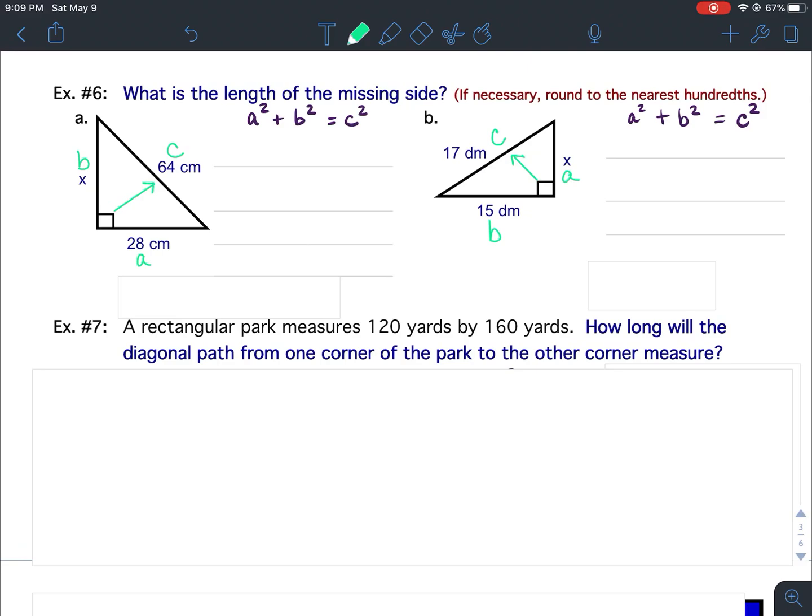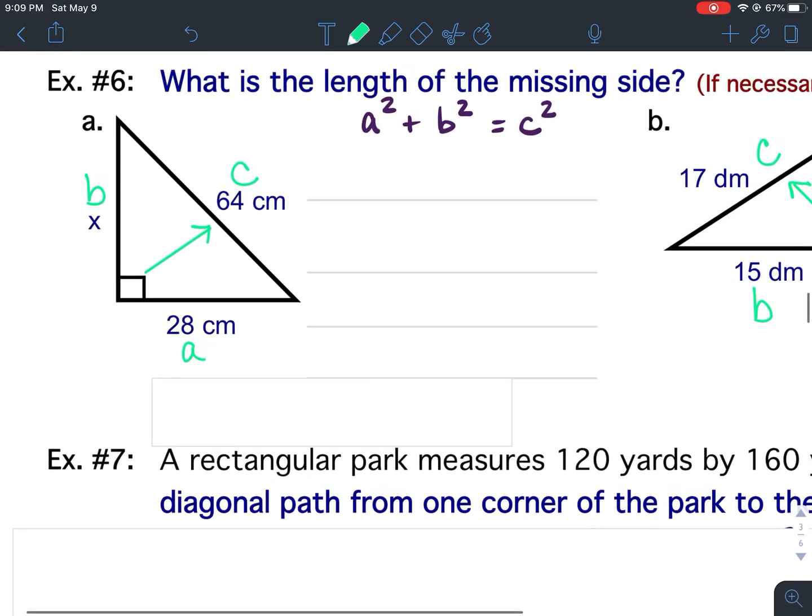All right, so let's go to A. Plug in what you know. 28 squared plus B squared equals 64 squared. Go ahead, pause your video and get all that written down.